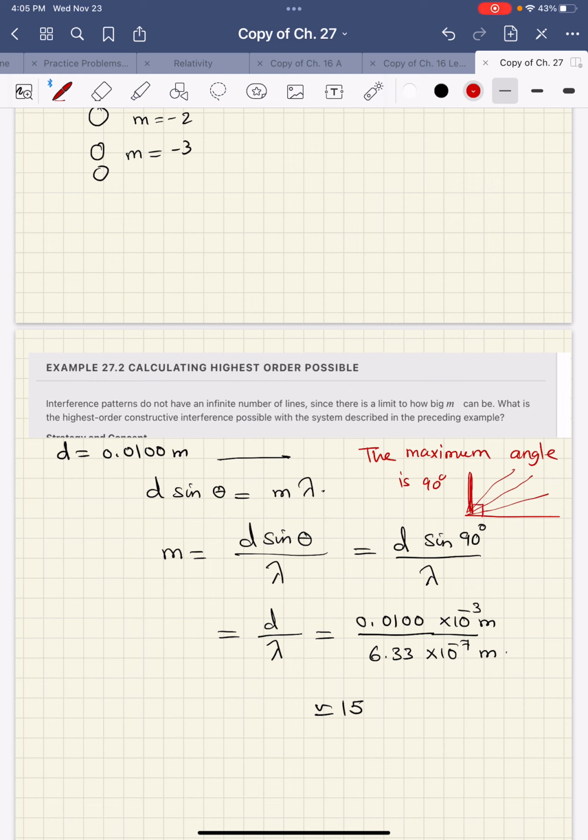Therefore I can say d sine 90 divided by lambda. I know that this is the wavelength that was calculated. Then the highest number of m can be 15.